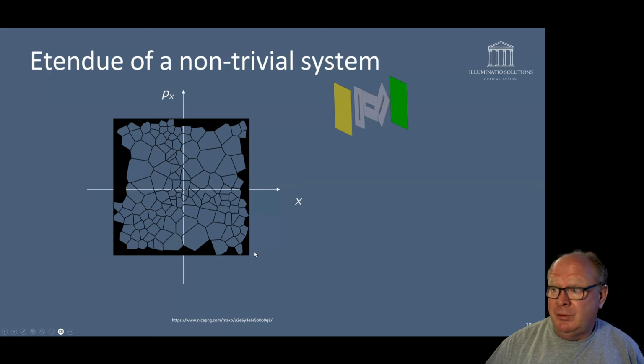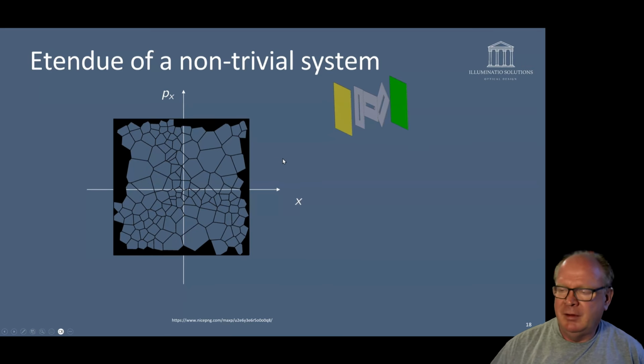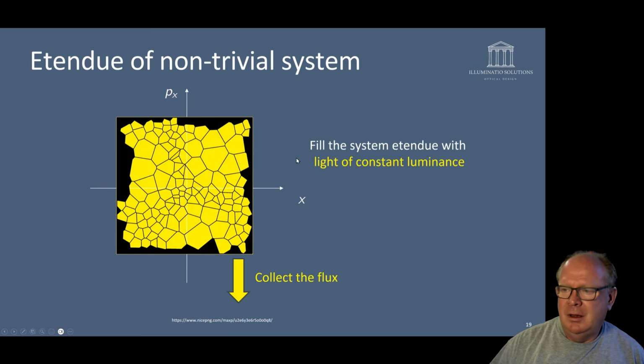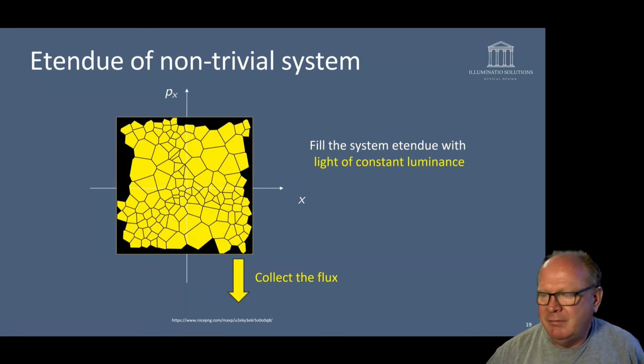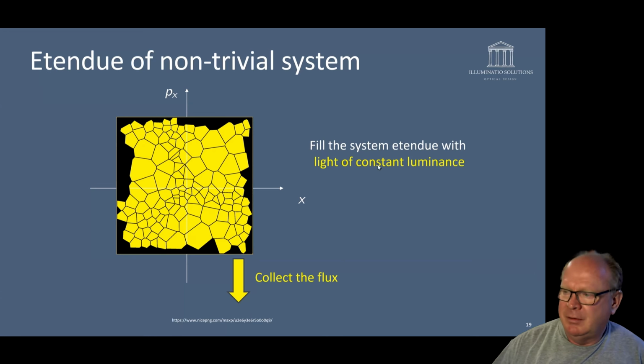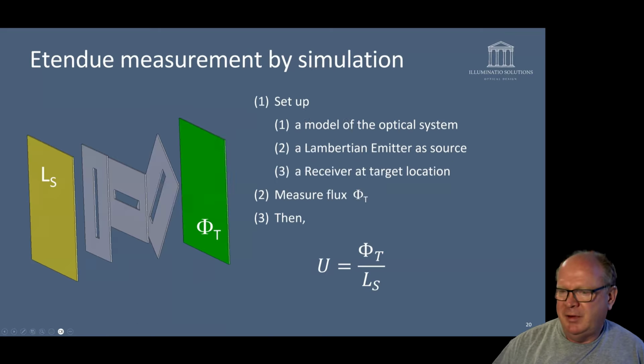Yeah, and to calculate the étendue of this thing, we do a very simple thing. We fill the étendue with light, and we simply measure the flux. And then we can very easily calculate the system étendue. And this is done by very simple steps. So I have my crazy system. I have a source of constant luminance. And I have here on the rear a receiver.